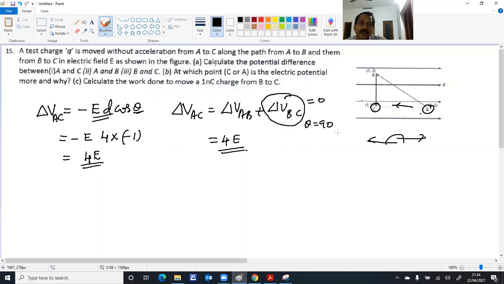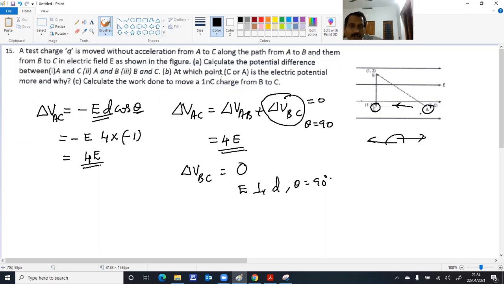The third one is delta V between B and C. I'll just finish it, one minute and we'll be done. Okay.